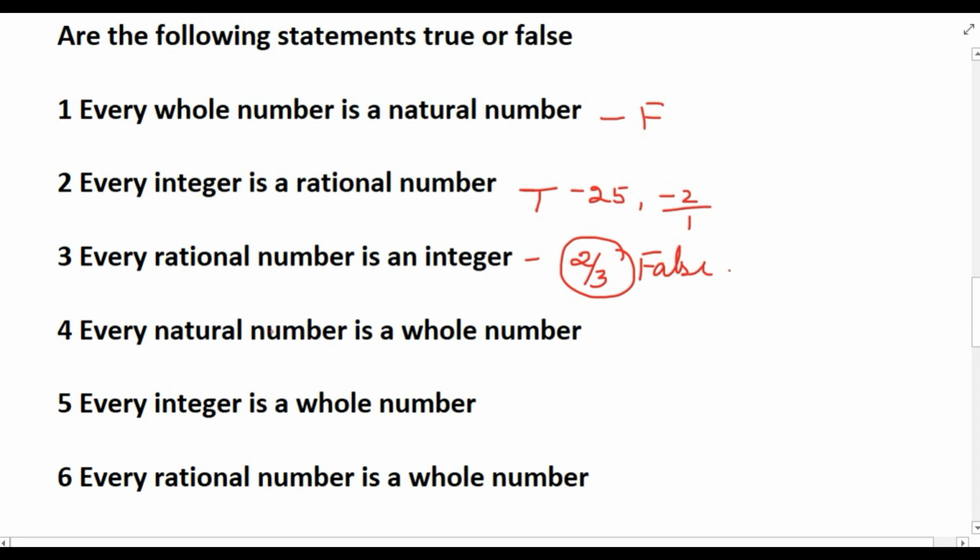Next, every natural number is a whole number. You can say every natural number is a whole number because whole numbers start from 0, 1, 2, 3. So this is true. Again, every integer is a whole number. Can you say that every integer is a whole number? It is false because minus 6 is an integer. It is not a whole number. And the last one, every rational number is a whole number. That is also false because 2 by 3 is a rational number. It is not a whole number. In whole numbers, fractions will not be there.